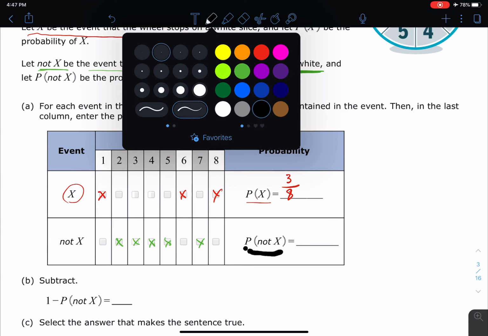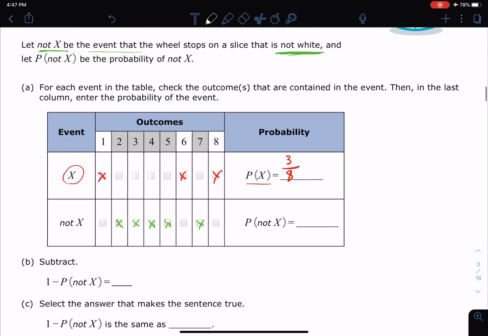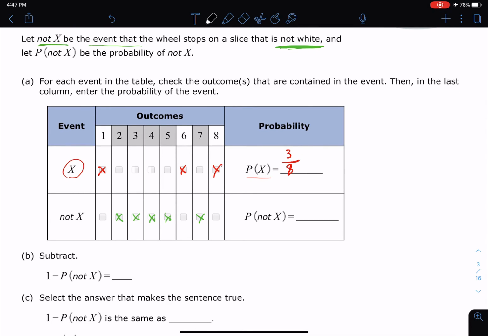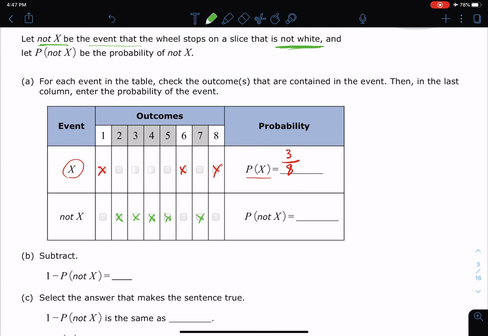I know when I saw that I was a little confused, and then I looked at the answers like, oh, yeah, they made a mistake. Let me get rid of that. Hopefully I don't, okay. So now what they want us to fill in here is what's the probability of not x? Well, not x, I'll go ahead and do it in green, is 1, 2, 3, 4, 5. So we have 5 not x's out of 8.